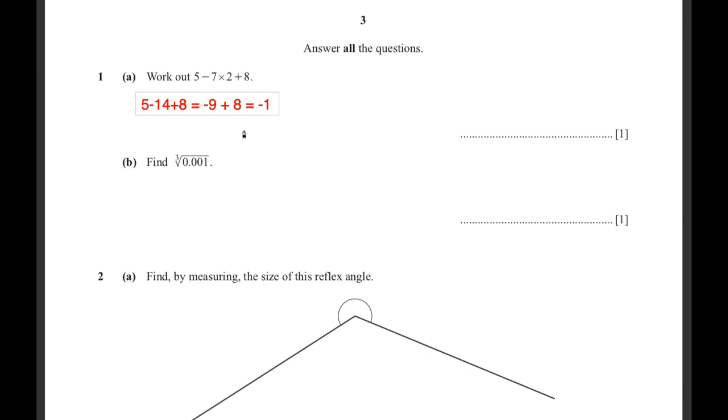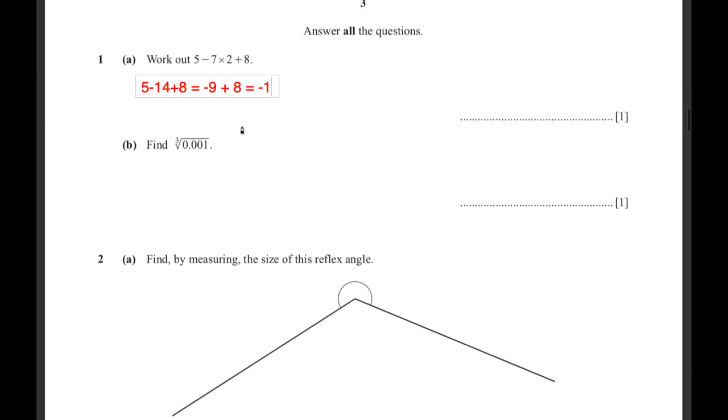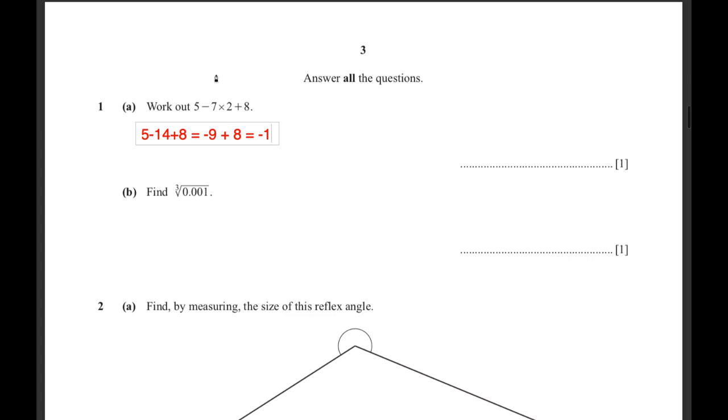The key thing is to do these operations in the correct order. Number 1 is here. We do that part. Then we do it from left to right. So the second part is here. And then last of all, the third part there. A lot of people got that question wrong. So the answer is minus 1. Just make sure you do things in the right order.